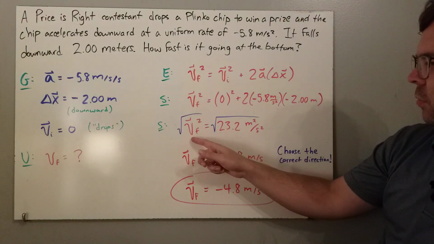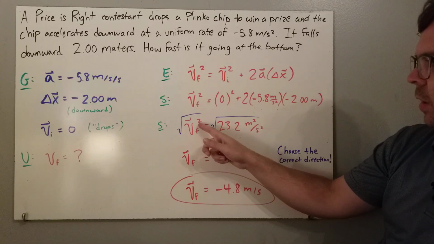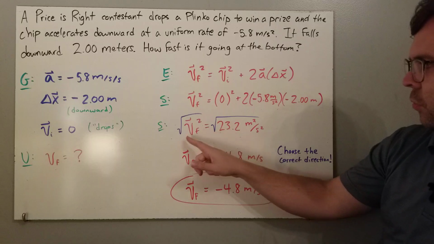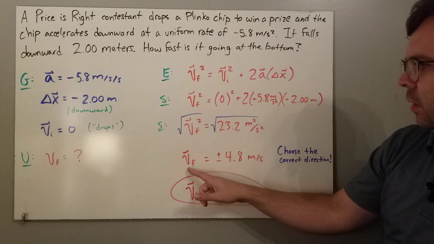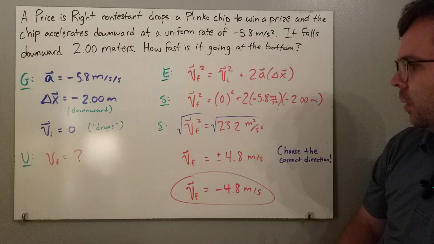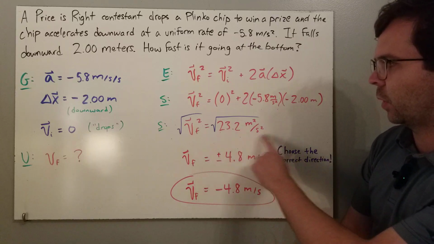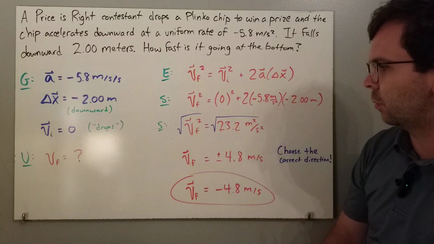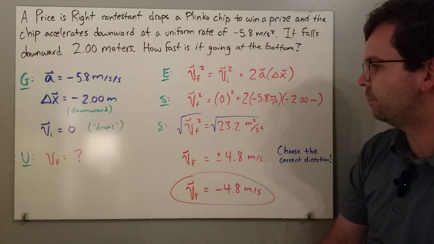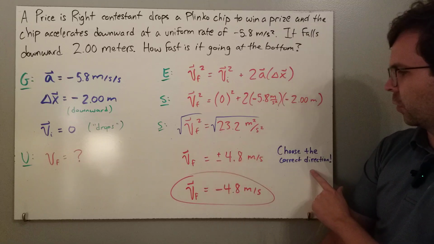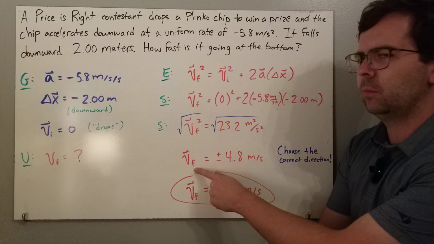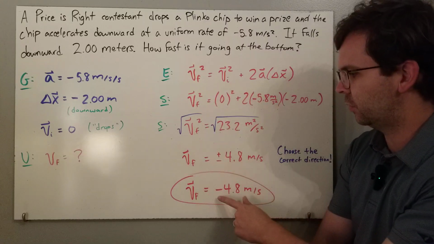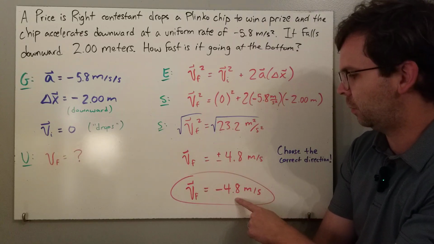But we have this VF squared. The final velocity is squared, so we need to undo the square. The only way to undo a square is the square root. So we do that to both sides of the equation. That gets rid of our square. The final velocity is plus or minus 4.8 meters per second. Anytime you do a square root on both sides, you have to put the plus or minus because we don't know if this number would have been positive or negative before it got squared. So we have to choose the correct direction. Think about it. The Plinko chip is moving at the end and it's moving down. And so we choose the negative sign to say, okay, it's 4.8 meters per second down.